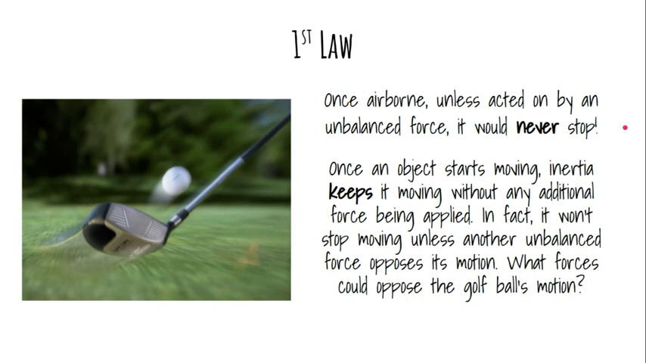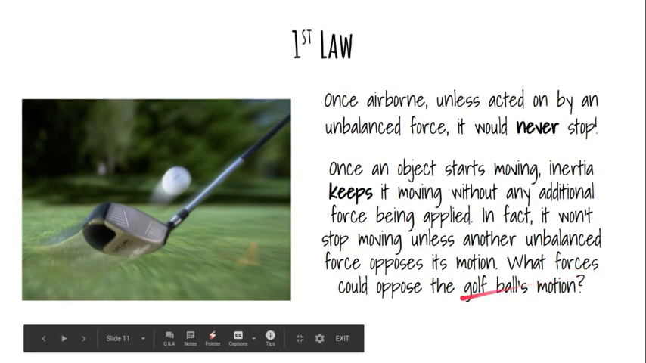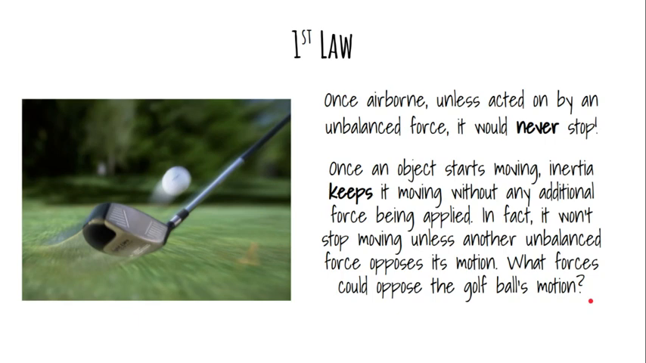Okay, so again, once an object starts moving, inertia keeps it moving without any additional force being applied. Remember, inertia is the tendency of an object to resist a change. So once this golf ball is moving, inertia says you're going to stay moving. In order to overcome inertia, in order to stop the golf ball, an unbalanced force has to stop it. Okay, so again, forces that could oppose the golf ball's motion could be friction, could be gravity, could be a collision with a tree. You get the idea.